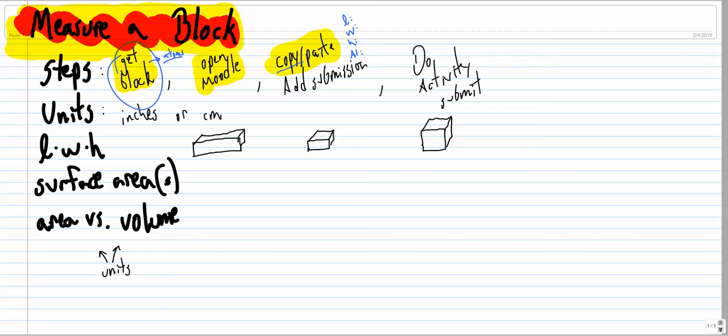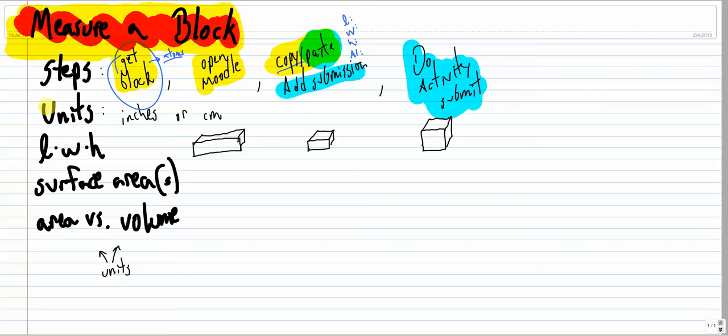Then I would click add submission, and then I would paste it there. And then that just gives you a place that you can do your work. And then you take all your measurements, you hit the submit button, and you're done. I'll grade it, and once I get it graded, you can move on.